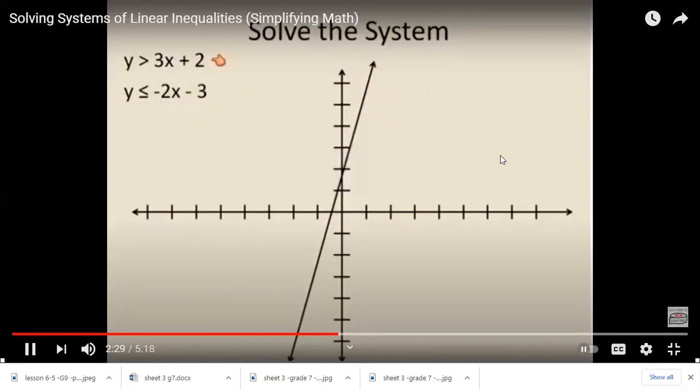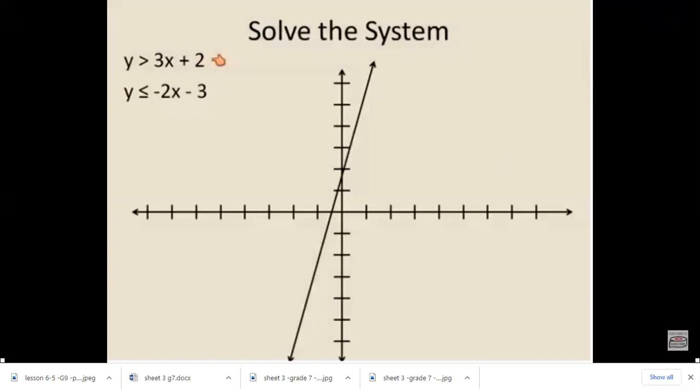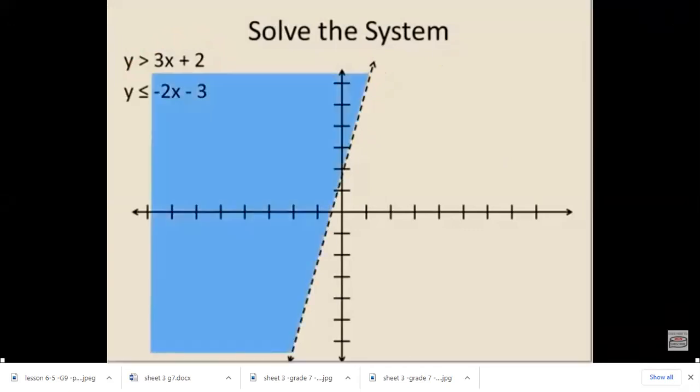Now we need to remember that this is an inequality. We have to graph. First off, change our line because this is a greater than symbol. That means the solution is not this line, so we have to change it to a dotted line. And because it's y is greater than, we have to highlight everything where the y value is greater than this line, in other words, everything above the line. So here's the graph of y is greater than 3x plus 2. That's the first inequality. Now we're going to clear the graph for the second one.